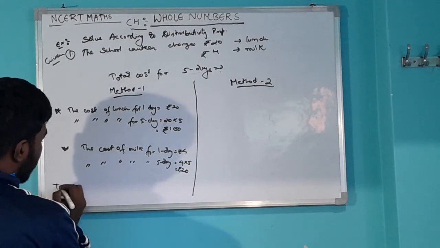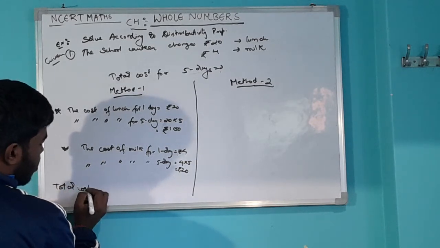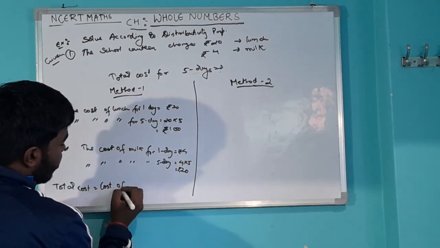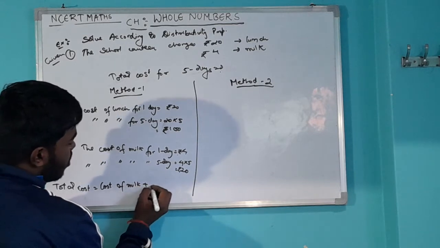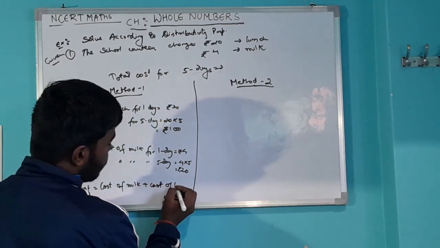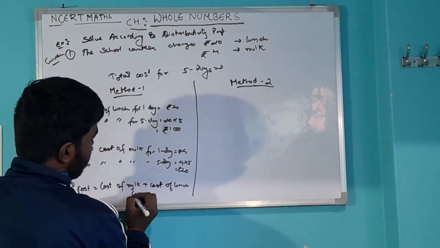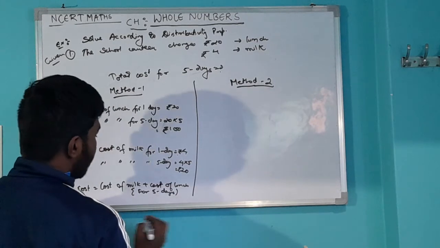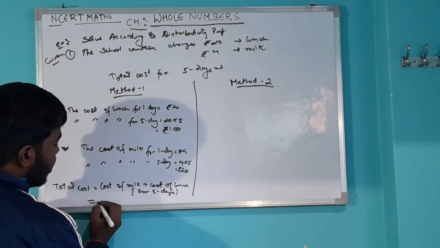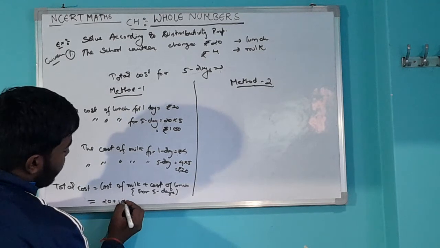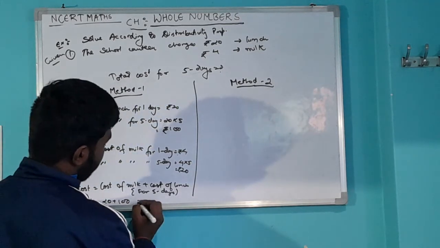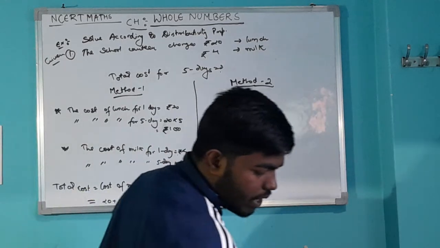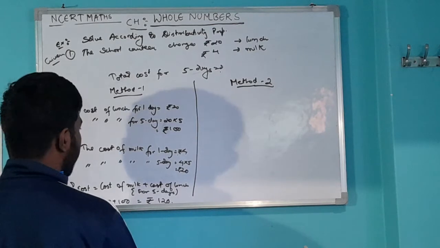For the total cost, we simply add the cost of milk plus the cost of lunch for 5 days. These both costs are based on 5 days. So for milk we have ₹20 and for lunch we have ₹100, and we get a total of ₹120 for 5 days. This is our first method.